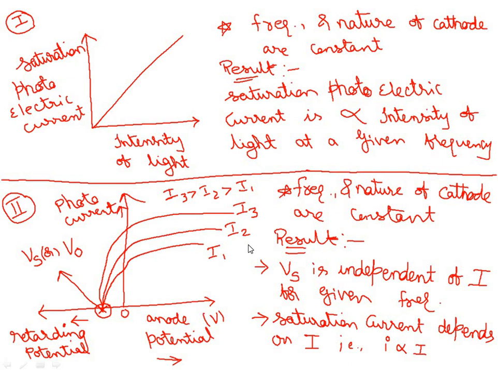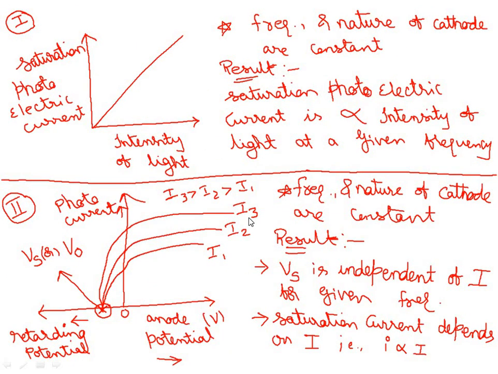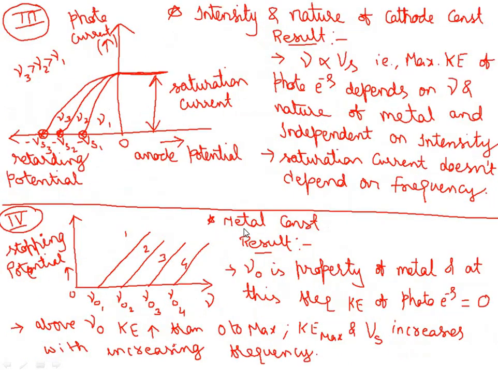Right. Now let's look at the third one. Here we are going to make intensity and nature of cathode constant. Now if you look at the graph, along the y-axis I have taken photocurrent, and along the x-axis I am taking the anode potential. Look here again, for different frequencies. Earlier, do you remember? We made the frequency constant and used different intensities. Now the intensity is constant, and for different frequencies we changed the frequency.